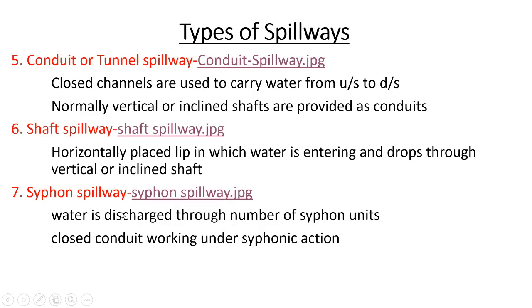Now the last one, seventh one, siphon spillway. In siphon spillway, water is discharged through a number of siphon conduits or siphon units. Closed conduits are used for siphon spillway and it is working under siphonic action. Now siphonic action means it is the flow of water against gravity.